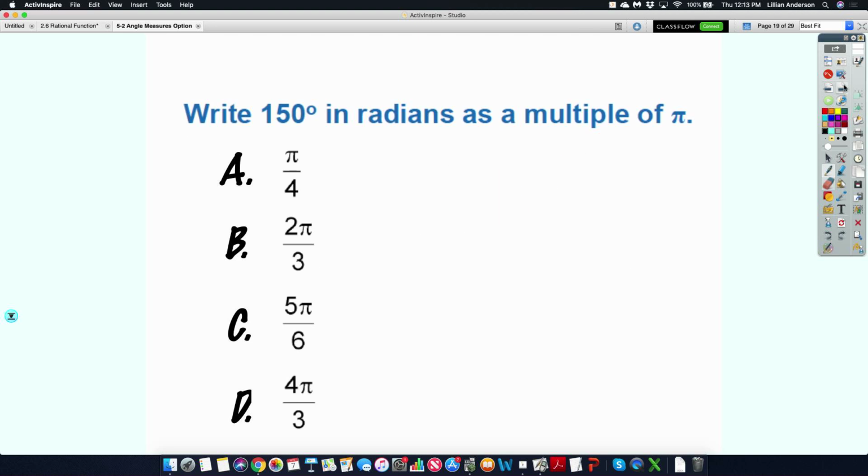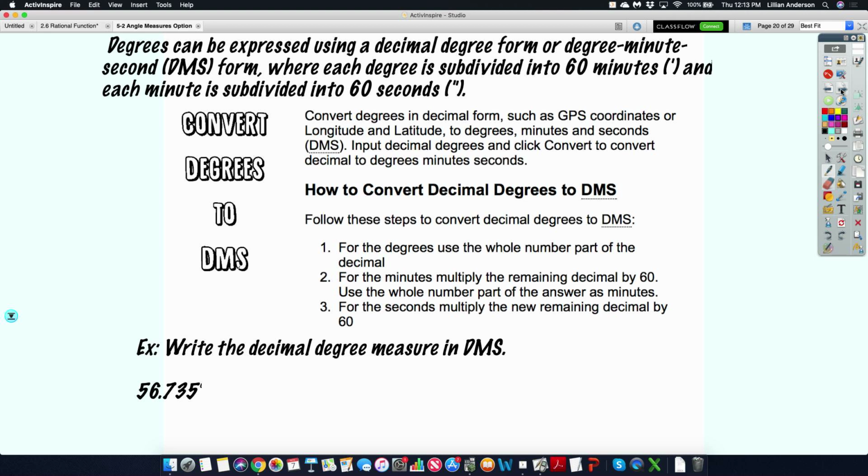To go to degrees, minutes, seconds, I don't think we need to do that one. Lots of words on this page. You do not need to write down everything. But degrees can also be expressed using decimal degree form, which is known as degrees, minutes, seconds. Each degree is subdivided into 60 minutes, and each minute is divided into 60 seconds. The symbols are the degree symbol, the apostrophe for minutes, and the quotation mark for seconds.